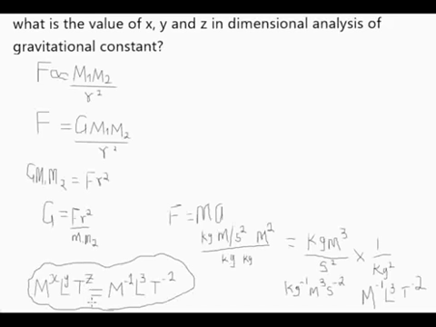Therefore, since you are looking for the values of x, y, z, you can represent them in the same order in which they appear here, thereby having x equals minus 1, y equals 3, and z equals minus 2. With these hints, I believe we've done justice to gravitational constant analysis.